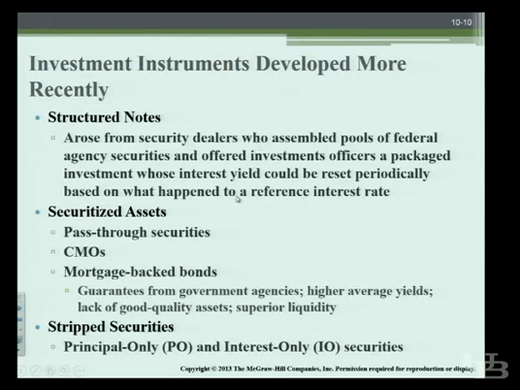There are also other types of more sophisticated, relatively more risky securities. We call them structured notes, mortgage-backed securities, and collateralized mortgage obligations, which were the ones that caused the financial crisis. Of course, today we find that these types of securities have been minimized in terms of investment by banks, and so have been more complex securities such as stripped securities.